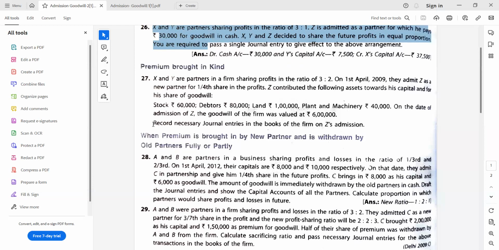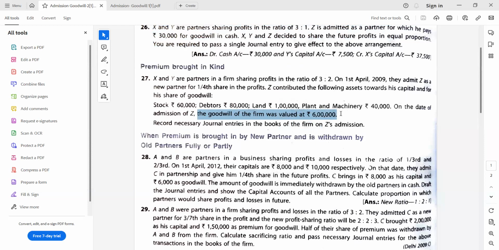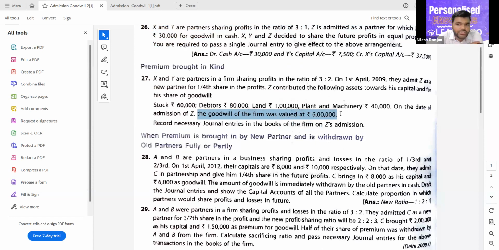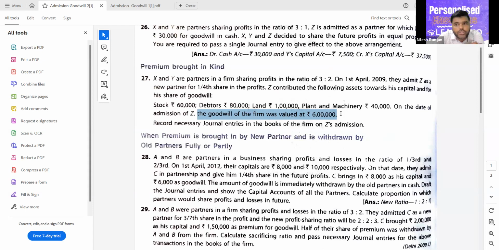So now they've given Z's contribution, but how do you know what part of it is for capital and what part is for goodwill? The goodwill of the firm was valued at 6 lakh. Yes, sir. And how much share Z has to pay? So 1/4. So total goodwill is 6 lakh and Z has to pay 1/4. It means how much?